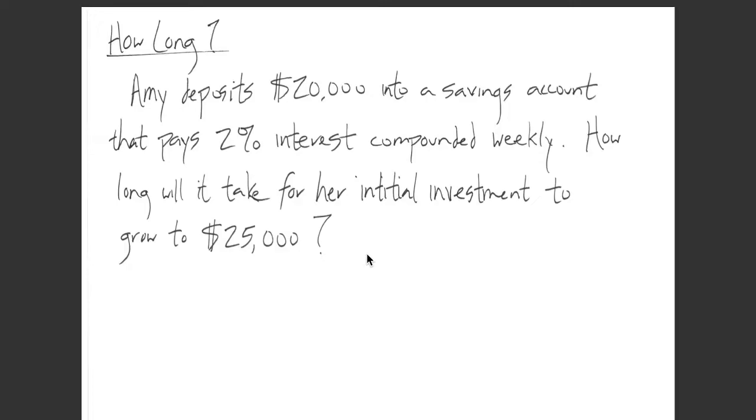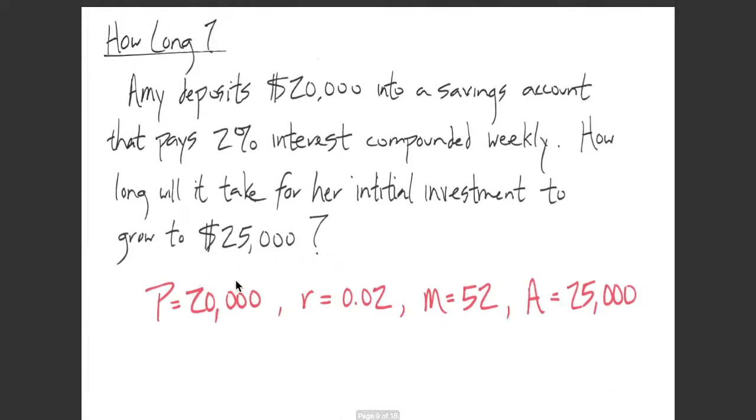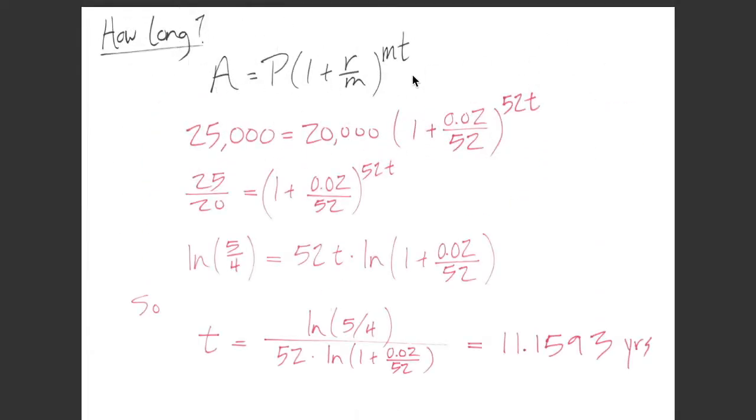Well, let's begin as we did before by just accumulating the information that we know, right? So what's given in this problem? Well, Amy has a principal of $20,000. The account pays 2% interest, so my R is 0.02. The compounding is weekly, so the compounding frequency, that's the number of compounding periods per year, would be 52. And the amount she wants is $25,000. So let's plug those values now into the compound interest equation. There we get it. And the only thing that's not known here is t.